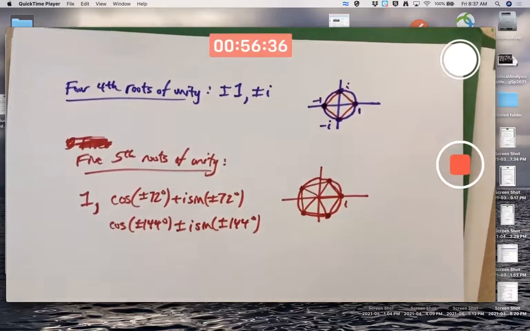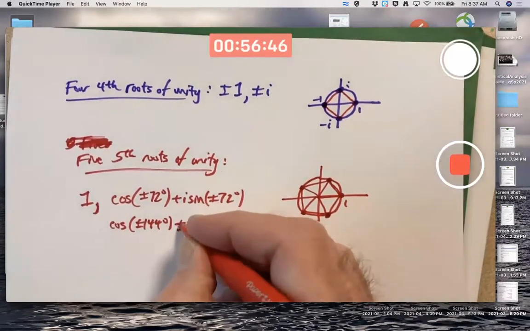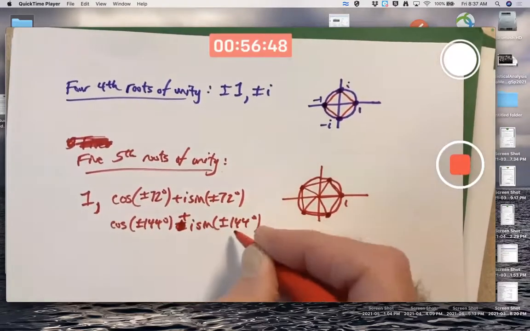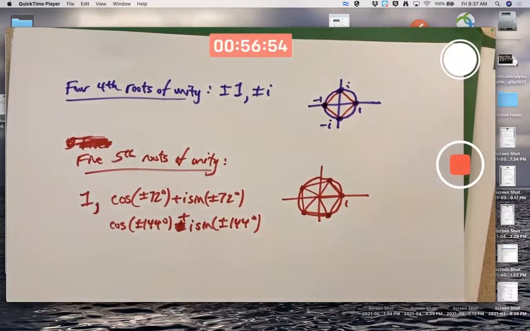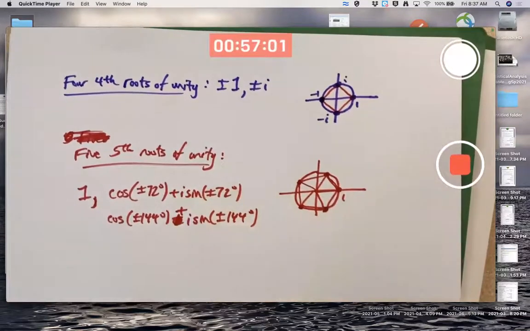And actually with cosine terms, you don't really need the plus or minus in there because cosine is an even function. And I don't need a plus or minus here if I've got a plus or minus there. I could actually get rid of the plus or minuses in both spots and have plus or minus signs in front of the i's, since sine is an odd function.